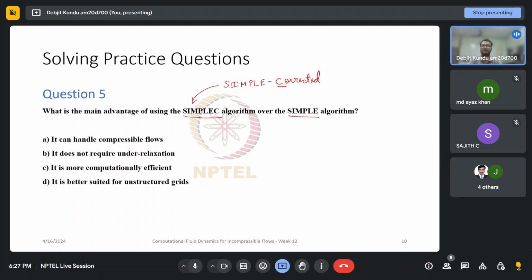Is it option A, that it can handle compressible flows? Is it option B, that it does not require under relaxation? Is it option C, that it is computationally more efficient? Or is it option D, that it is better suited for unstructured grids?